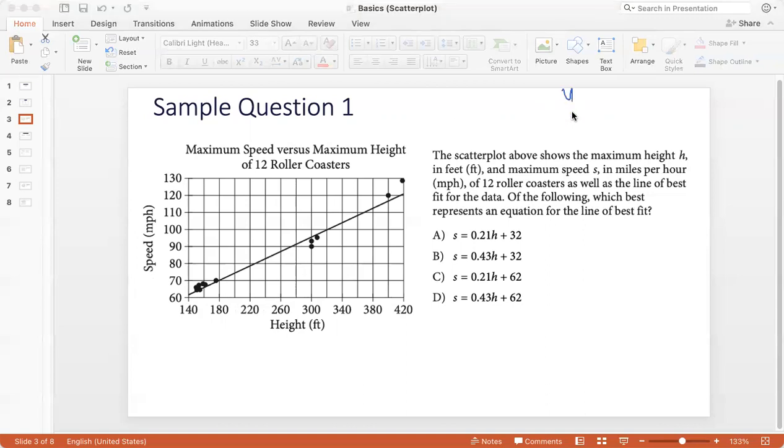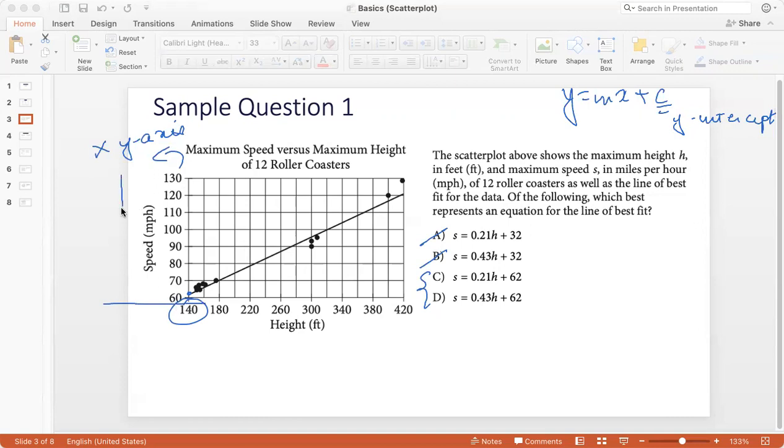Now, we always start with y is equal to mx plus c, where c is the y-intercept. And if you're not careful, you might think that the y-intercept is here, like 62 something. And then that might lead you to cancel A and B and work on C or D. But that would be a mistake, because this line here is not the y-axis, because the x value for this line is 140. The y-axis is going to be further left when the x value is 0.